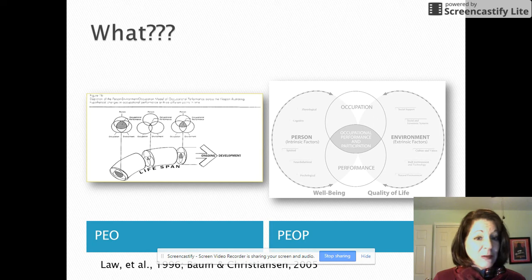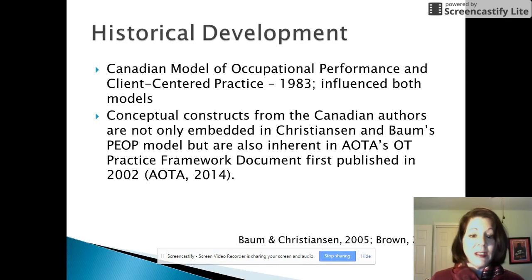And to add to the confusion with a little bit of the history of these models, they both have a great deal of influence from the Canadian Model of Occupational Performance, which first came out in 1983. And this influenced both models greatly. Christensen and Baum were very much in communication with the authors of the CMOP and exchanged ideas on concepts over a great deal of time. And these concepts also ended up in the OT practice framework document as well.